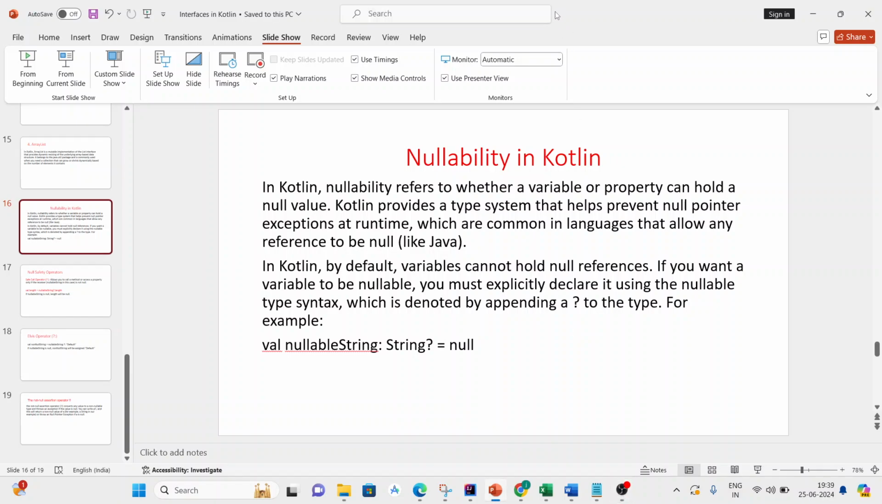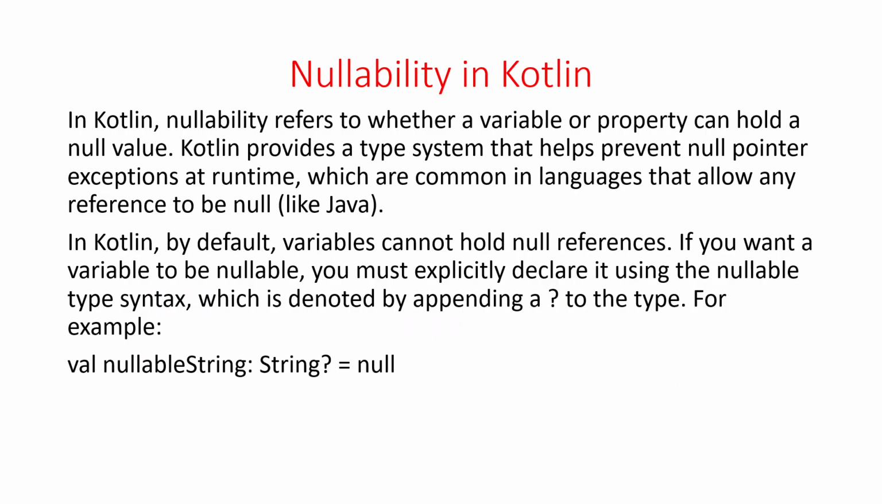Let's talk about nullability in Kotlin. Nullability in Kotlin refers to whether a variable or property can hold a null value. Kotlin provides a system that helps to prevent null pointer exceptions at runtime, which are common in other languages like Java, which allow references to be null.